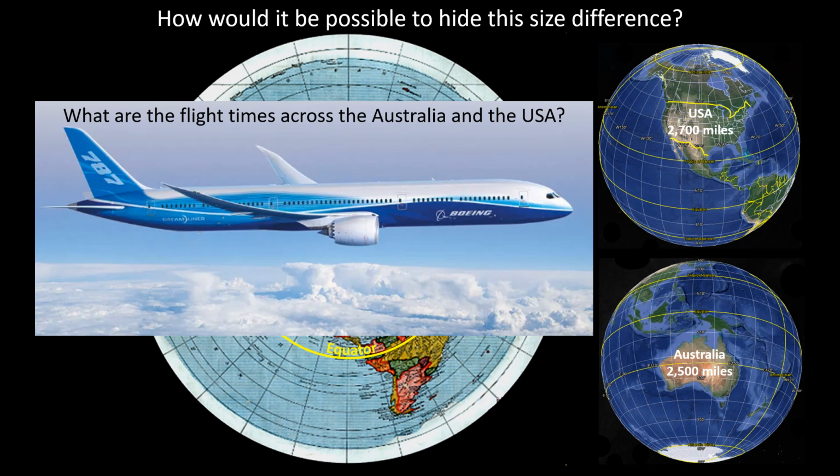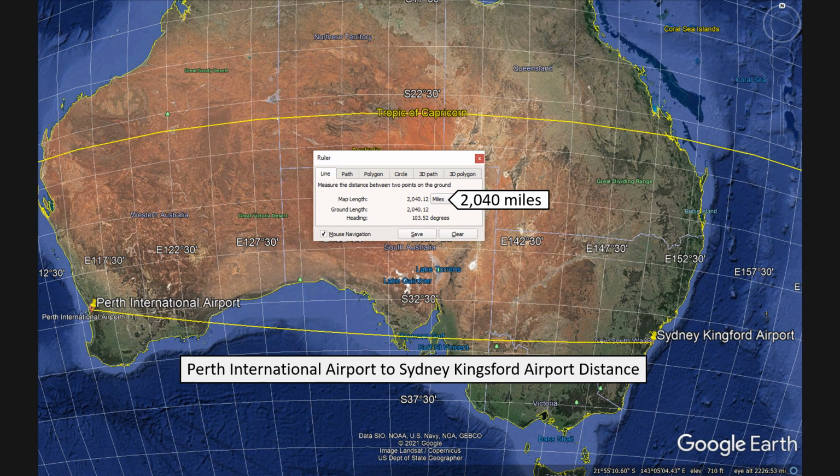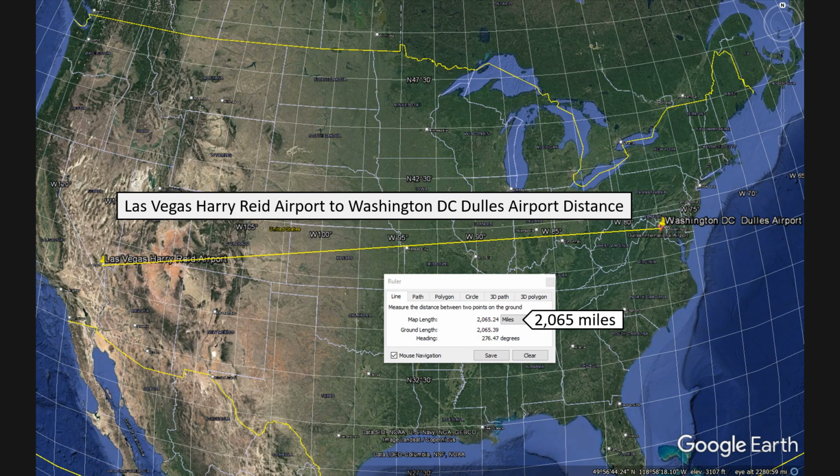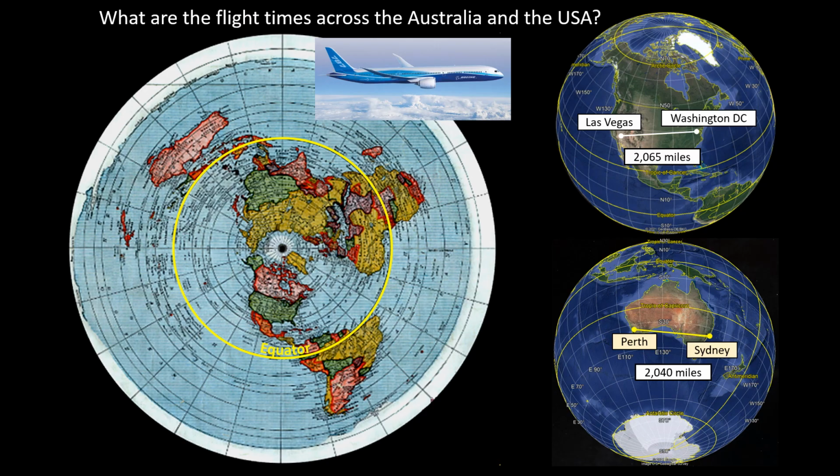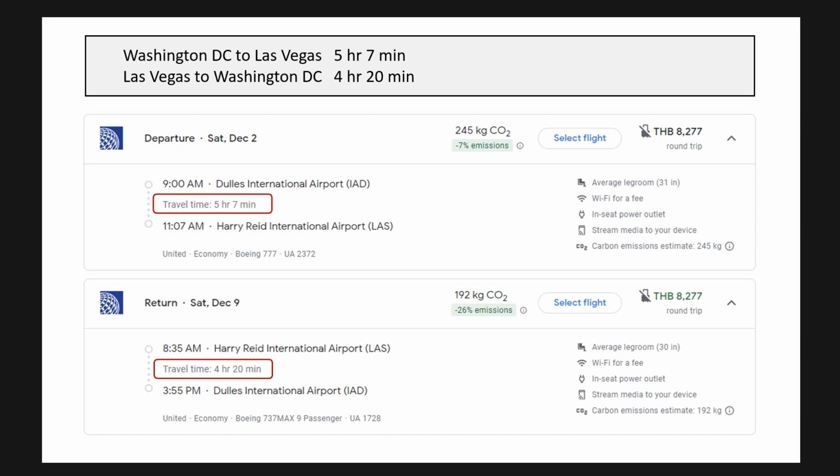Let's just compare flight times across Australia and the USA. Here's the distance between Perth on the west coast of Australia and Sydney on the east coast, about 2,040 miles. And the distance between Las Vegas and Washington, D.C. in the United States is about 2,065 miles, or about 25 miles more. Now again, on the globe, these distances are almost the same. But on the flat Earth, the distance between Sydney and Perth is about twice that between Las Vegas and Washington, D.C.